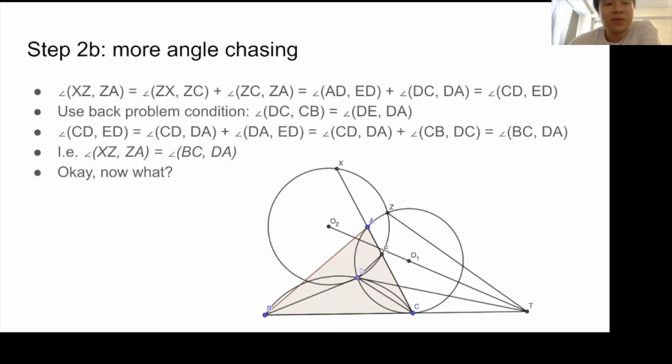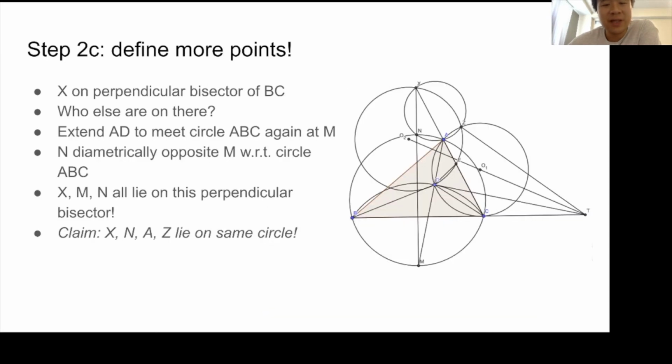But in the end, what we are interested in is this identity where ∠(XZ, ZA) is the same as ∠(BC, DA). Now that we already have this, but so what? How can this be useful? In order to do that, we need to define more points. So we recall that this X has this property where BX equals CX. We now know that this X lies on the perpendicular bisector of the line BC. But so what?